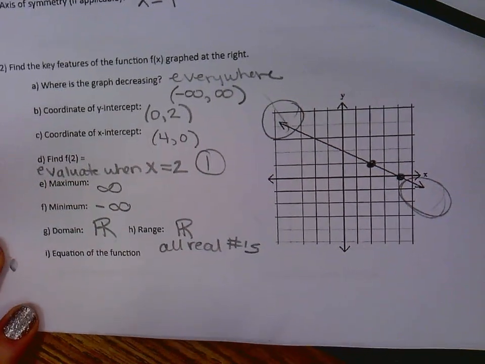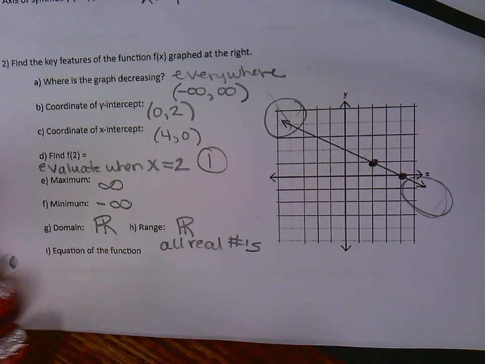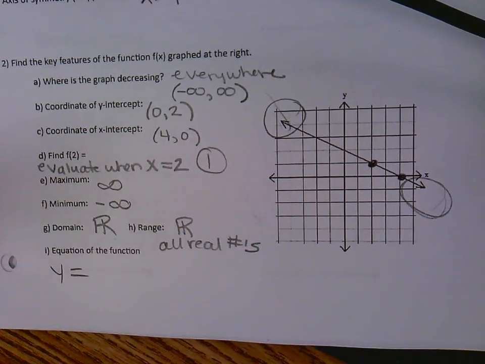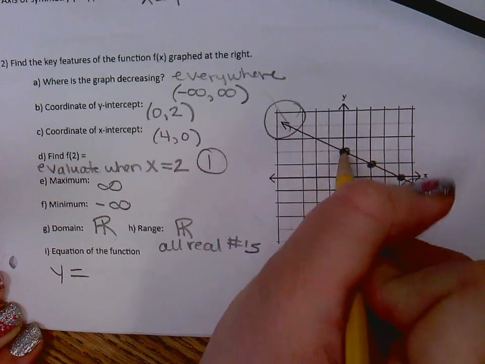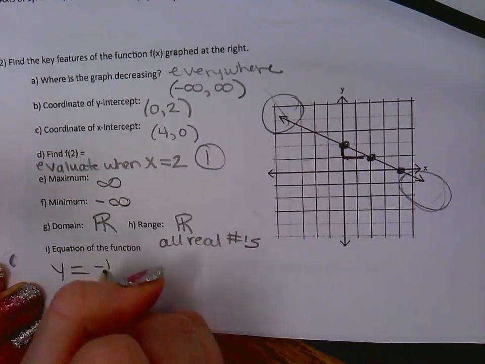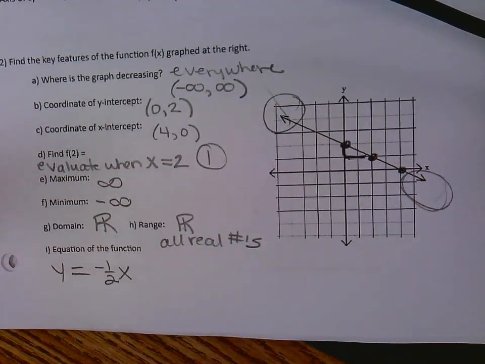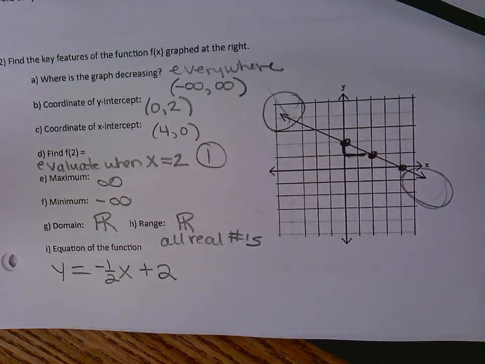Can you write the equation of this function from unit 1? What's the equation? What's the slope and what's the y-intercept? So maybe try a slope triangle. If I start from the y-intercept, what's my slope? Down 1 over 2. So my slope is negative 1/2. Make sure you write x. And what's my y-intercept?